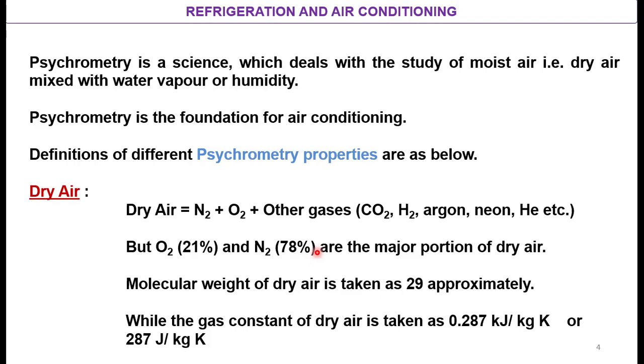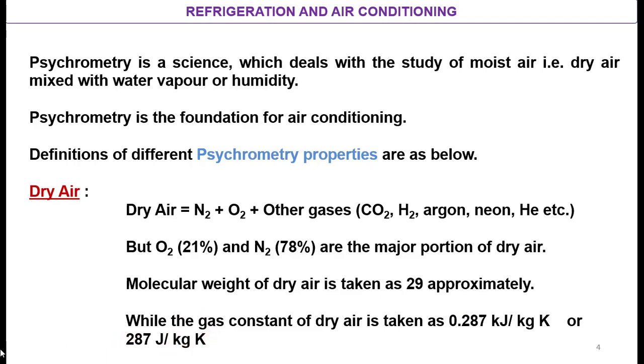And here is the gas constant of the dry air. We know the ideal gas equation, PV equal to mRT. Okay, P is the pressure, V is the volume, m is the mass, T is the temperature, and R is nothing but the gas constant. Okay, PV equal to mRT. So R is the gas constant for the air, and the gas constant of the air is also constant, and its value is 0.287 kilojoule per kg Kelvin. Or if I want to express it in joule per kg Kelvin, I need to multiply this by 1000, and then it will be equal to 287 joule per kg Kelvin.